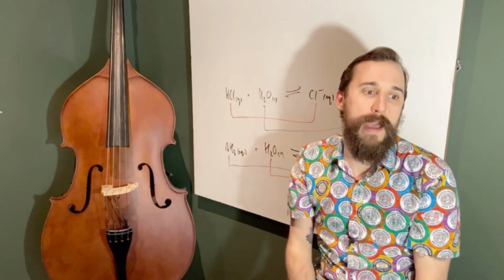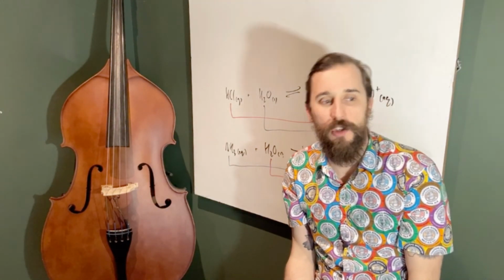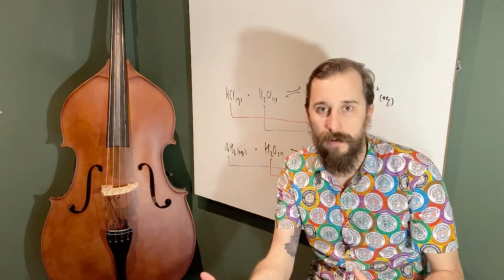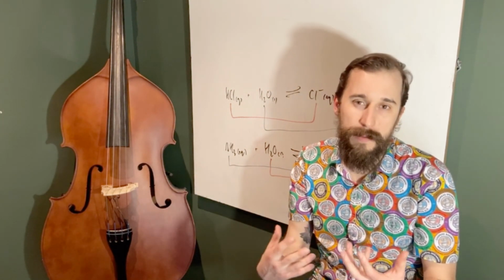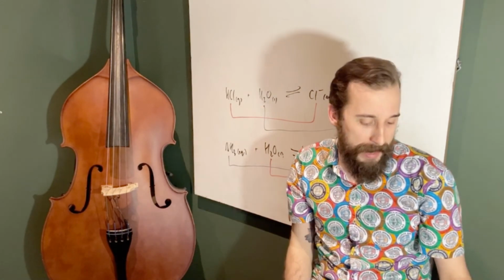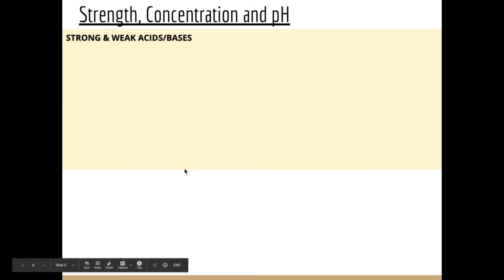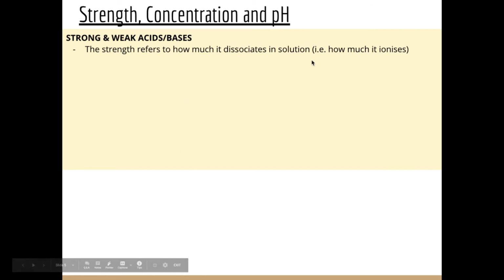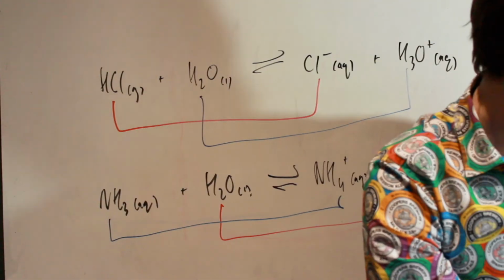Whereas we talk about something being strong or dilute or weak or concentrated, we can use them maybe a little bit interchangeably. Here we can't. What do I mean by that? When we're talking about strong and weak acids, this is referring to how much it dissociates in solution, therefore how much it ionizes. So it's referring to the position of the equilibrium.